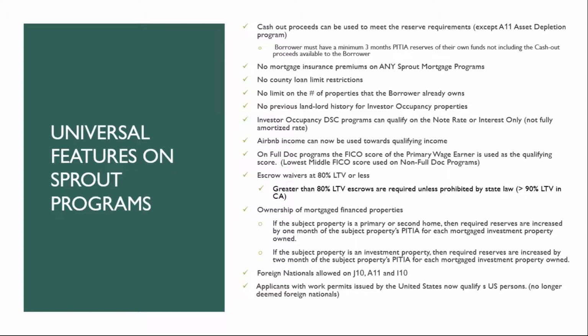On a full doc program, the FICO score of the primary wage earner is the qualifying score. Escrow waivers are available on LTVs below 80%. Reserve requirements for multiple financed properties: something to keep in mind here, if the subject property is a primary or second home, the reserves are increased by 1 month of PITIA for each financed property. And if the subject property is an investment property, then the required reserves are increased by 2 months. Again, foreign national borrowers are allowed on the J10, the A11, and the I10. Remember this, applicants with work permits issued by the U.S. do qualify as U.S. persons, so they are no longer deemed as foreign nationals.